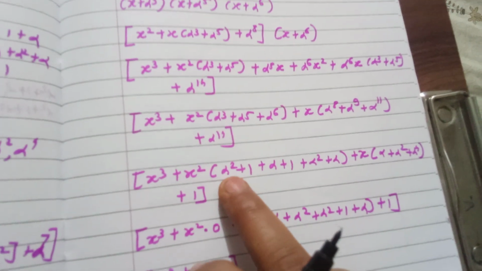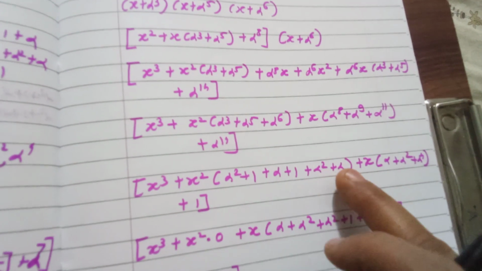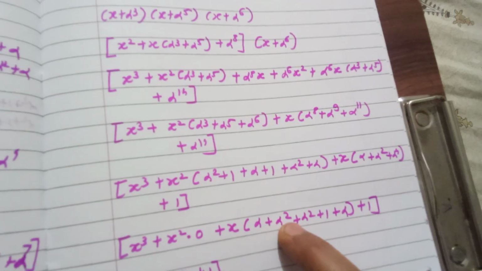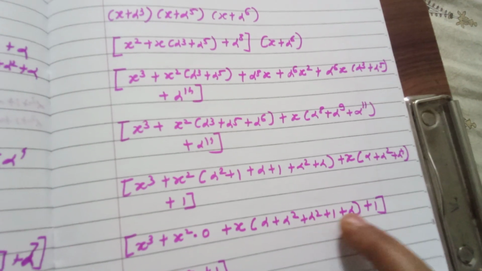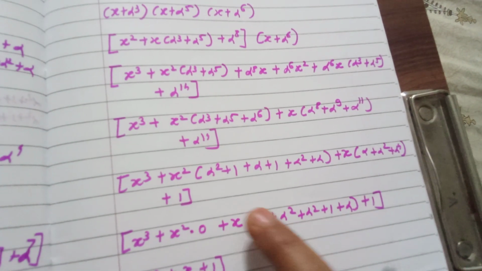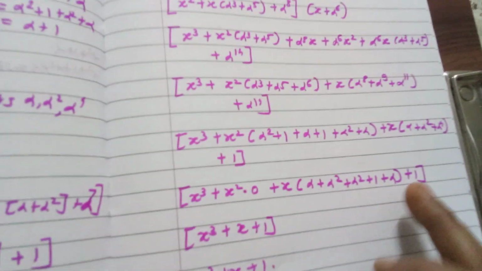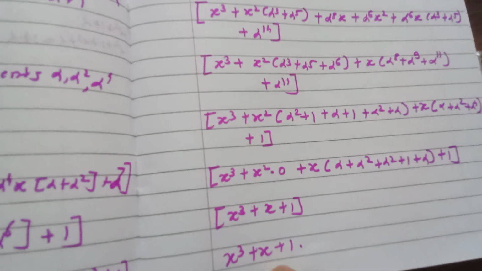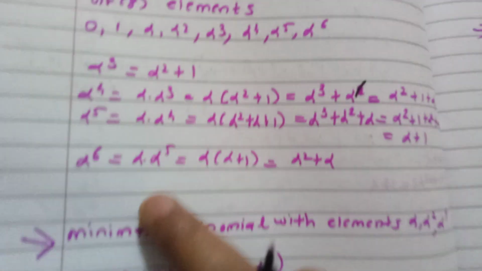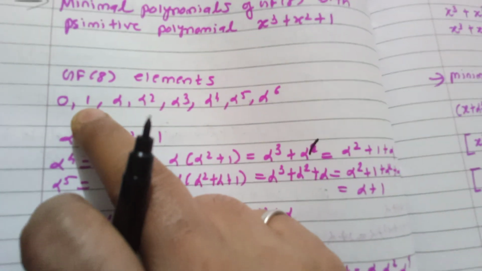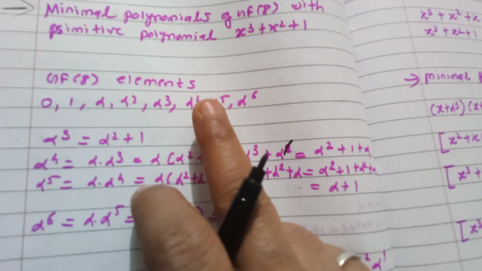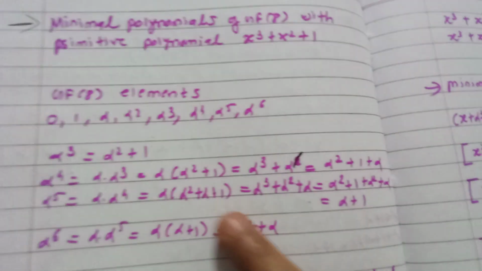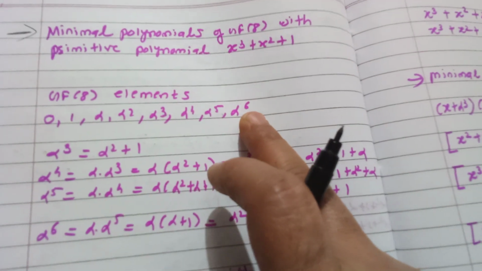So here alpha square gets cancelled, alpha gets cancelled, 1 gets cancelled, so here 0 is there. Here x alpha square, alpha raised to 4 is alpha square plus 1 plus alpha. So here alpha gets cancelled, alpha square gets cancelled, only 1 remains, and alpha raised to 14 is 1. So the answer is x cube plus x plus 1. So this is another minimal polynomial. So the minimal polynomial with 0 is x, with 1 is x plus 1, with alpha, alpha square, alpha raised to 4 is x cube plus x square plus 1, and with alpha cube, alpha raised to 5 and alpha raised to 6 is x cube plus x plus 1.